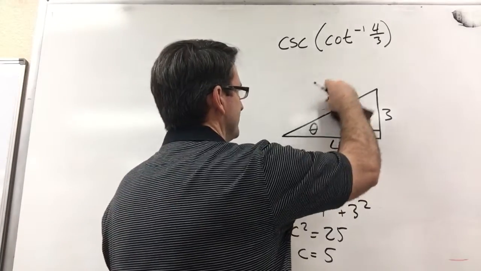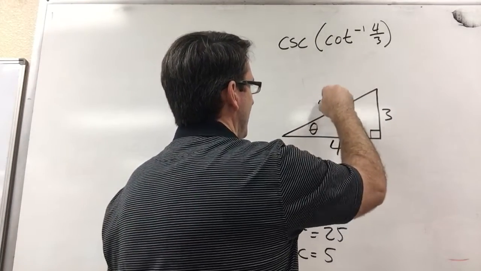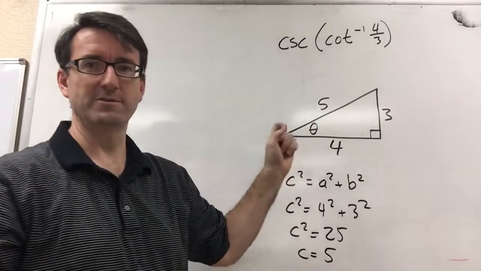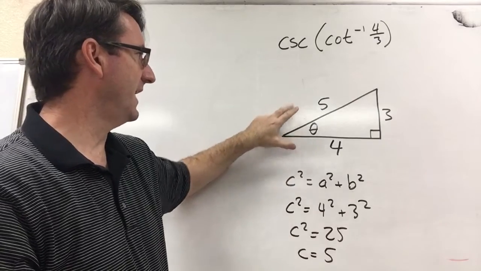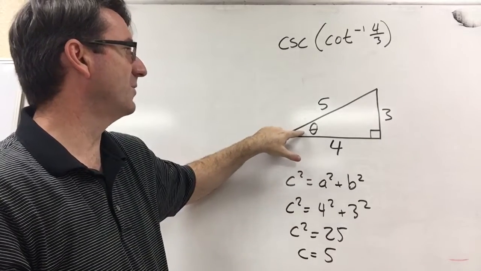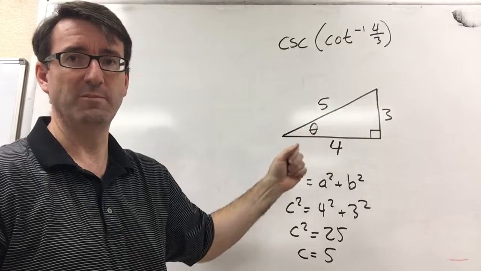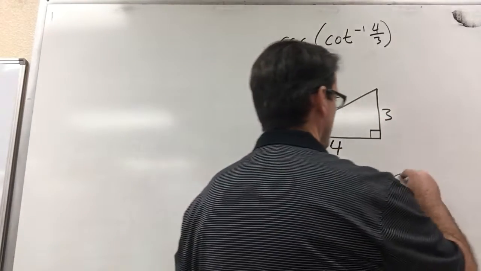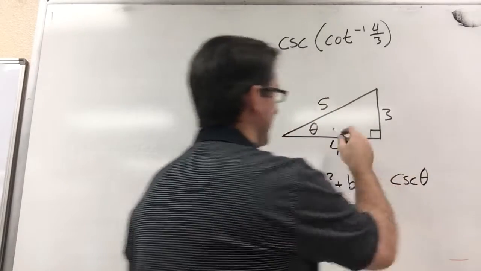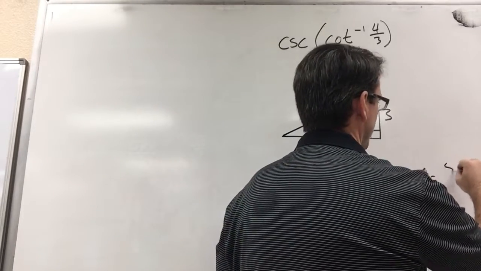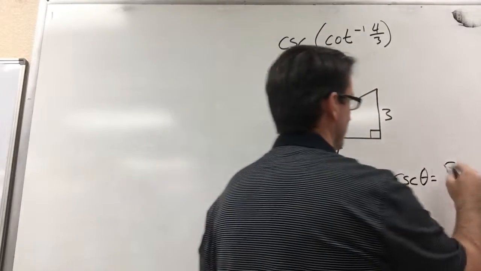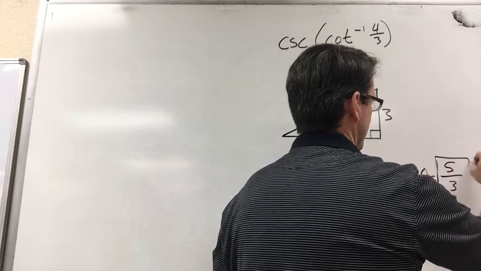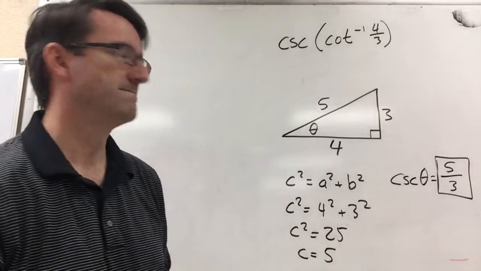Let's go ahead and replace this c with 5 up here. And now we've got this whole triangle drawn out. And so now we can just read off what the cosecant of this angle is going to be. Cosecant is hypotenuse over opposite, so the cosecant of this angle theta is going to be equal to 5, the hypotenuse, divided by the length of the opposite side. So that's 5/3. All right?